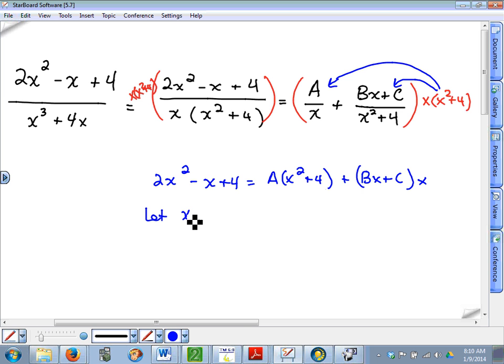Let x equal 0. If x equals 0, what is the left side? 4 equals A times 4. We chose 0 specifically because the second term would disappear, so don't worry about that second piece. So A has to equal 1.